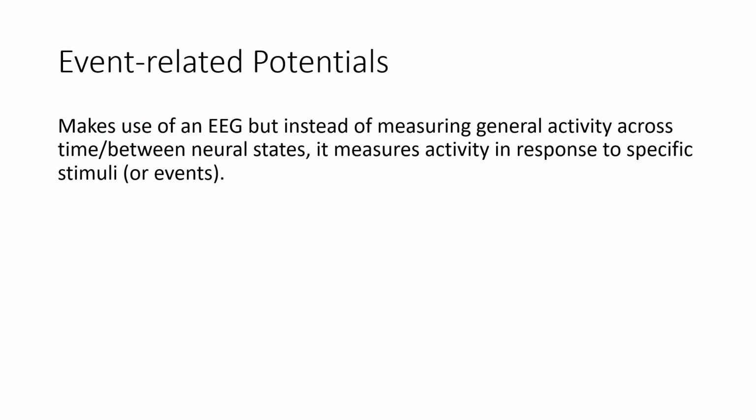So the third one you need to learn about is event-related potential. So ERPs, basically they make use of an EEG machine, so it's the exact same procedure for how it's measured. The only difference is that rather than measuring general activity across different states of being, it measures activity in response to a very specific stimulus or an event.